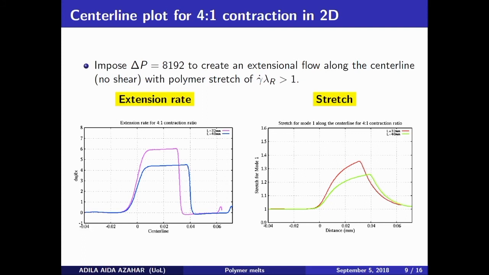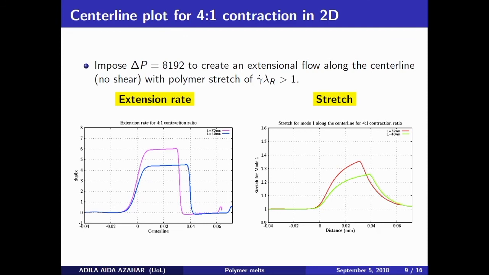This is my result for the 4:1 contraction in 2 dimensions, where we impose a pressure drop of 812 at the inlet. Here we can observe that within this contraction region, we are able to get a fairly uniform extension rate for 2 different lengths, where the longer contraction length, represented by the blue one, gives a lower extension rate compared to the short one. This is because of the geometrical changes that affect the velocity within that contraction region, which does affect the extension rate as well.